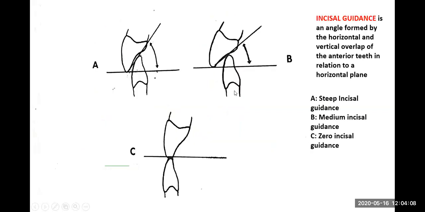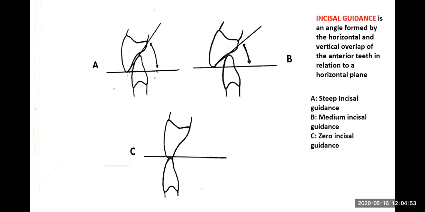Again, there's a very relevant definition here that will help you to understand occlusion. This is incisor guidance. Incisor guidance is an angle formed by the horizontal and vertical overlap of anterior teeth in relation to a horizontal plane. Let's say we draw a horizontal plane, a line that is crossing the incisor edges of the upper anterior. And we take another line that bisects it, that is taking the angulation of the upper anterior. When we look at it, the angle that is formed by these two lines is called the incisor guidance angle.